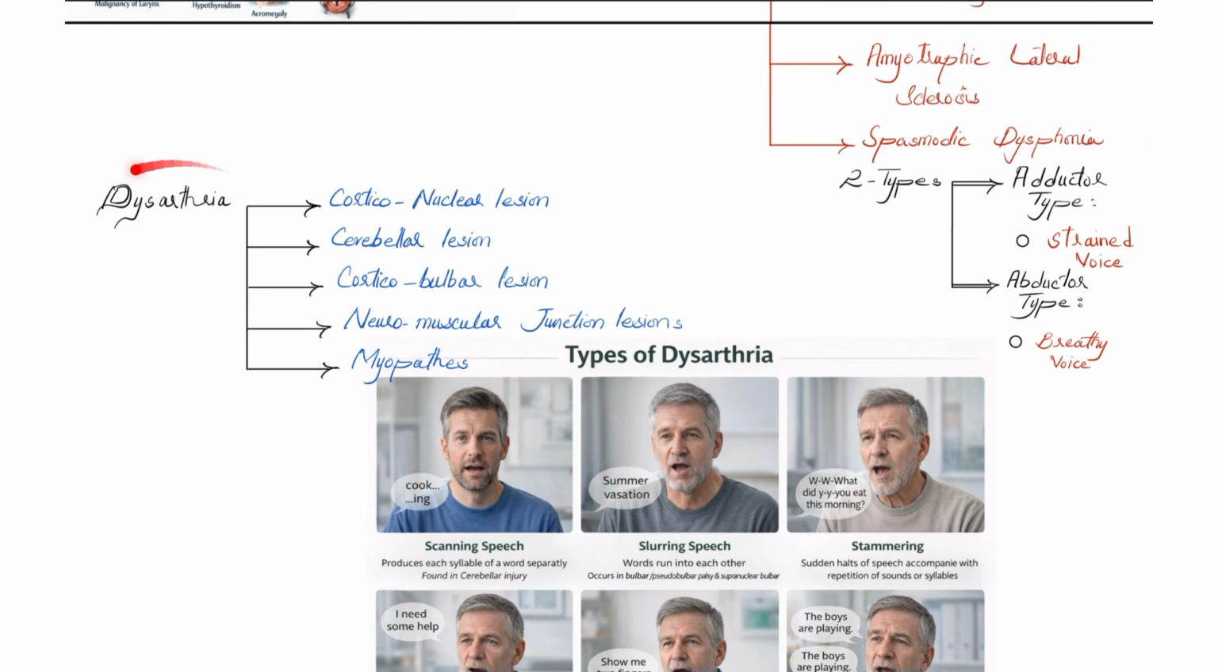It means there is impairment of sound modification due to injury to organs of articulation or injury to the nerves which supply the organs of articulation like lips, tongue, soft palate. So the causes of dysarthria can be corticonuclear lesion, cerebellar lesion, corticobulbar lesion, neuromuscular junction lesion like myasthenia gravis and Lambert-Eaton myasthenic syndrome, or myopathies.